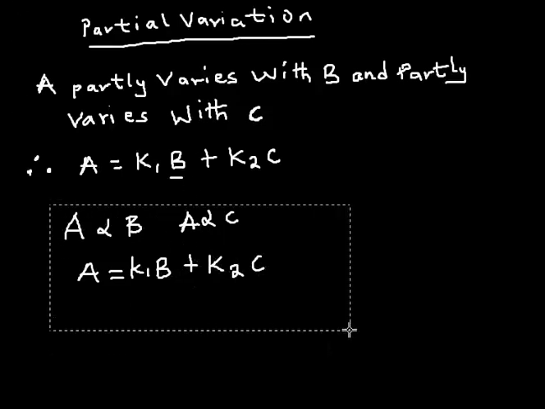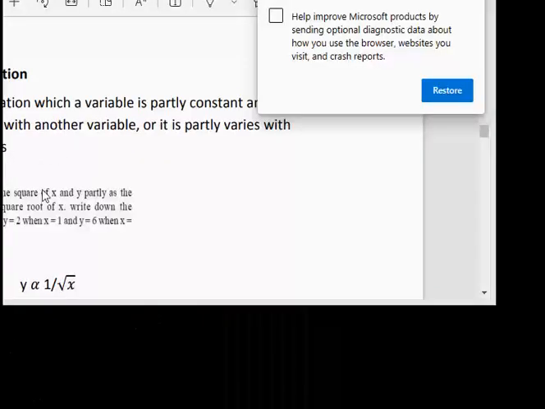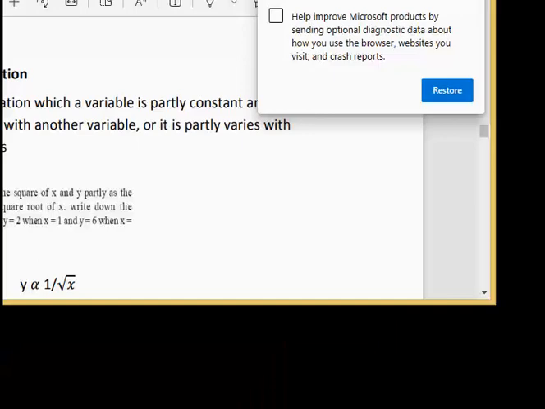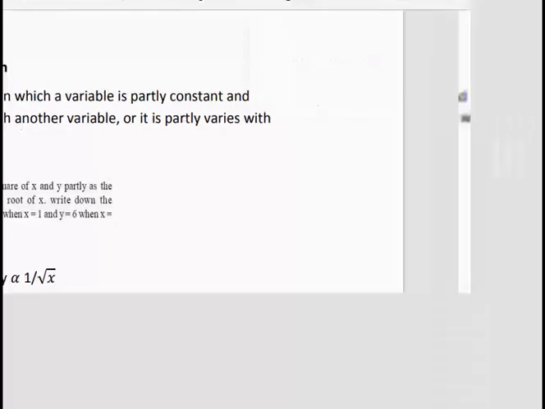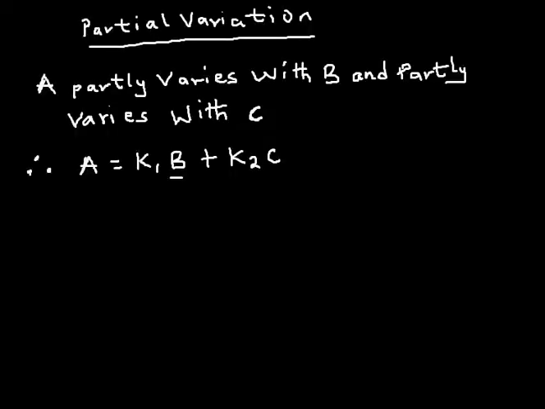I think it will make sense if I look at an example. Now I have a question, and I'll just read it. Y varies partly as the square of x, and y varies partly as the inverse of the square root of x. So let me create that relationship.